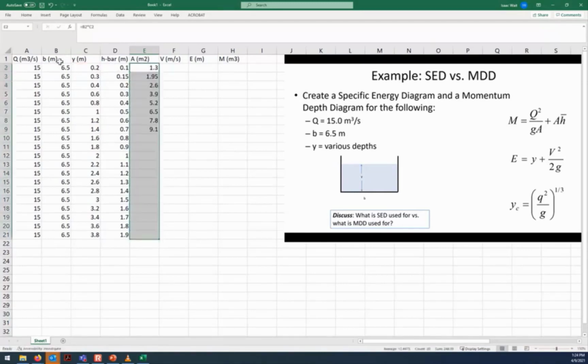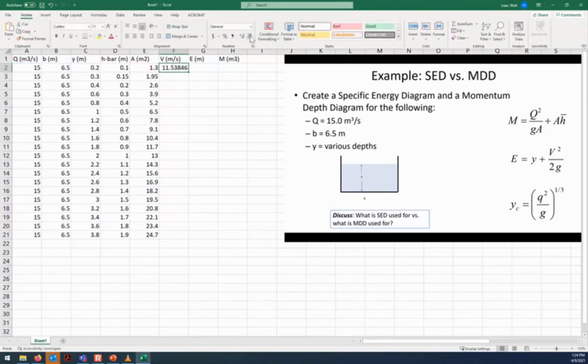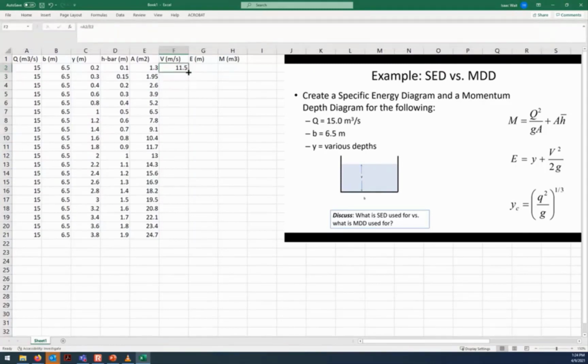Now, if we know the flow rate, Q, and we know the area, then V is Q divided by A, so Q divided by the cross-sectional area. Just for the sake of visual appeal, I'll reduce the number of significant figures because I don't necessarily need to see them all, and I'll drag that down through the bottom. So we may have shallow water that's moving at a fast velocity. We may have deep water that's moving at a slow velocity.